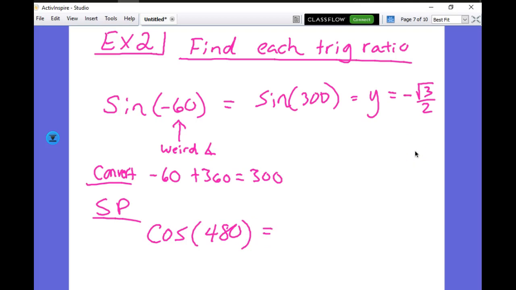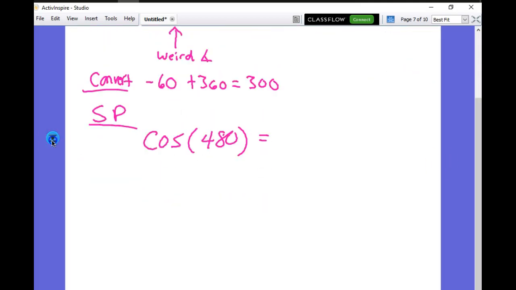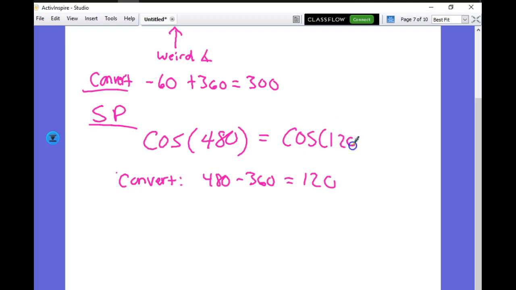The angle I'm looking at here, is it too big or too small? It's too big. So what am I going to do to convert it? That's right. We're going to subtract 360 from that angle. So it's going to be 480 minus 360. And what do we get by doing that? 120. So cosine of 480 is the same thing as cosine of 120. And now we just get to figure that out from there. Cosine is the x value, and the x value at 120 is negative 1/2. Okay?